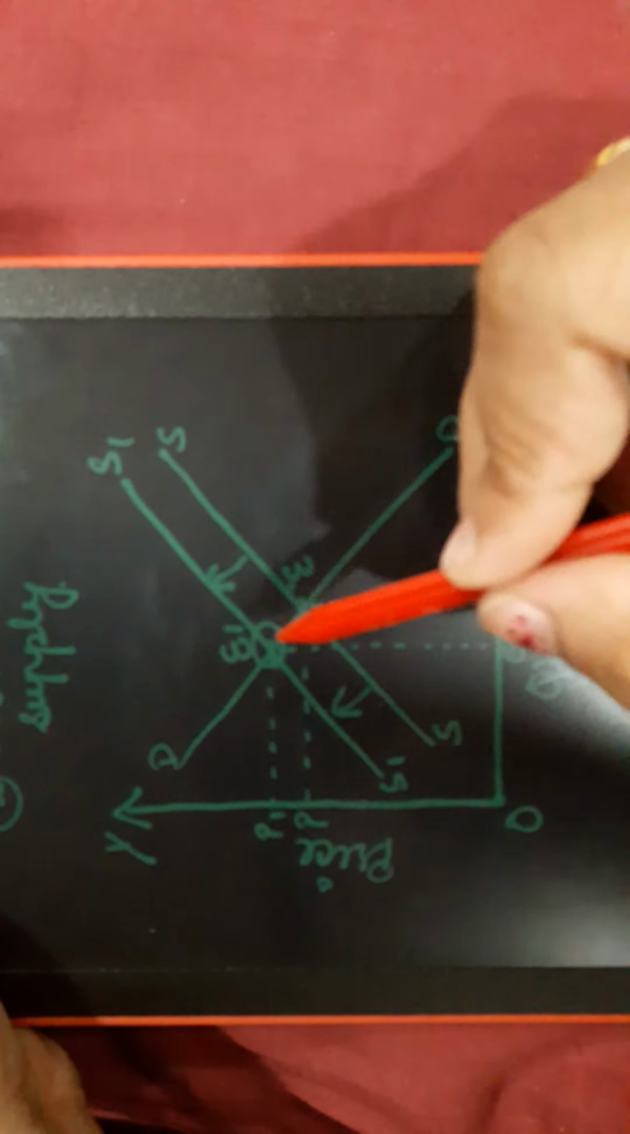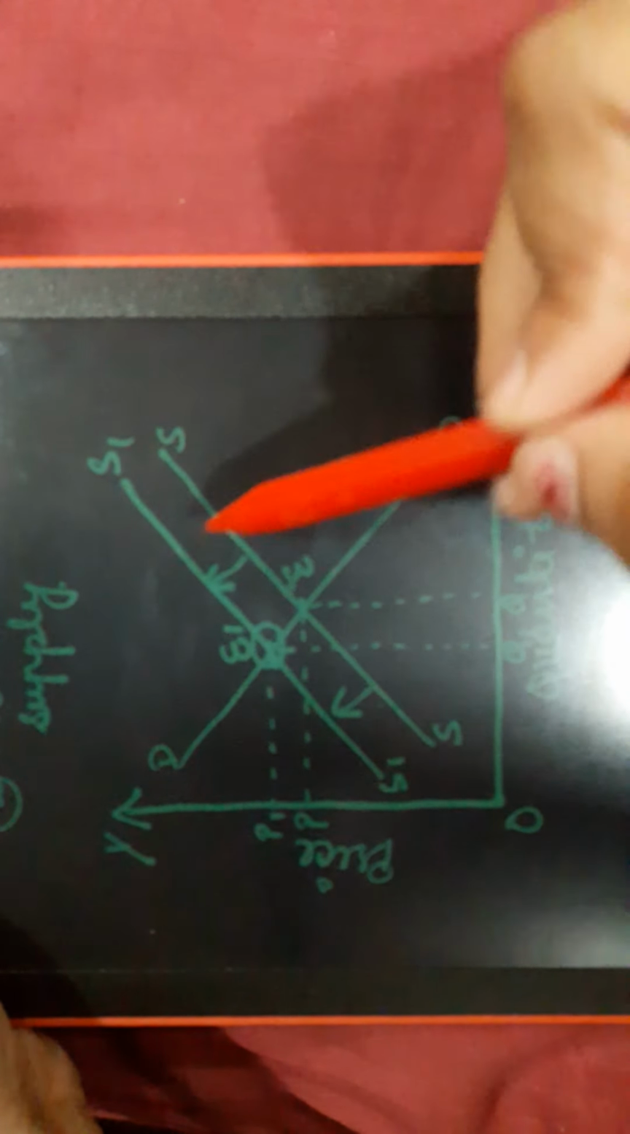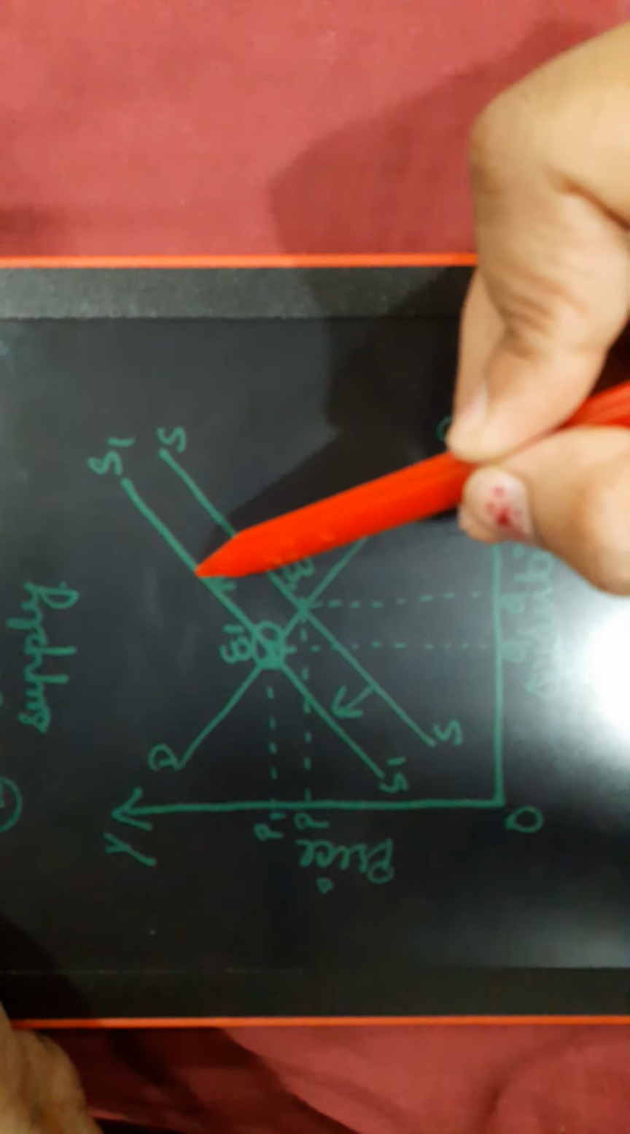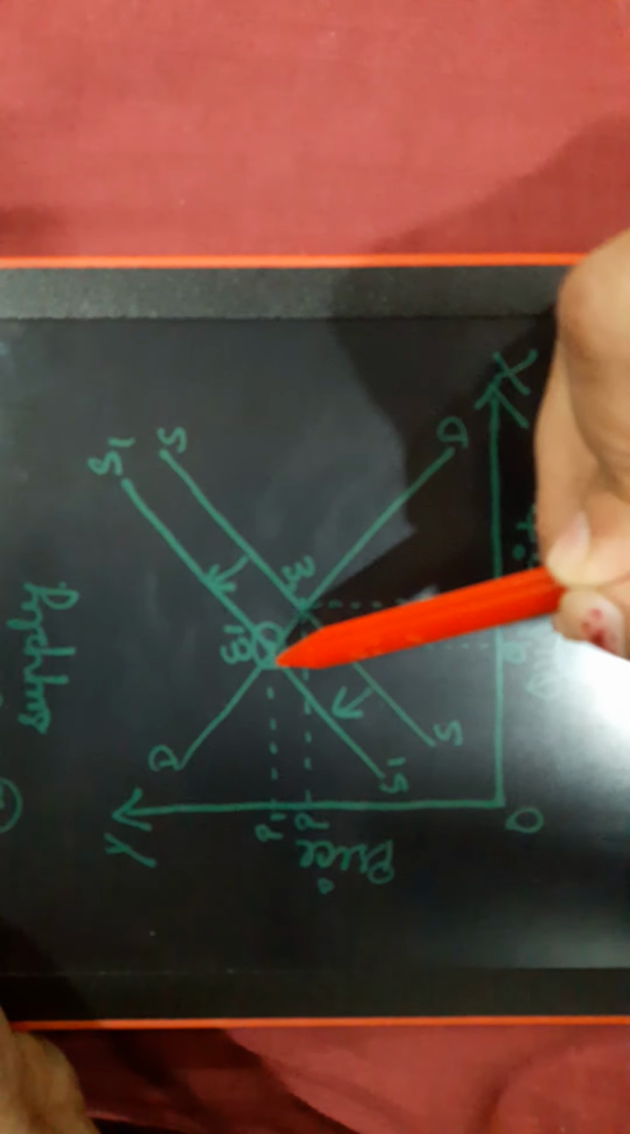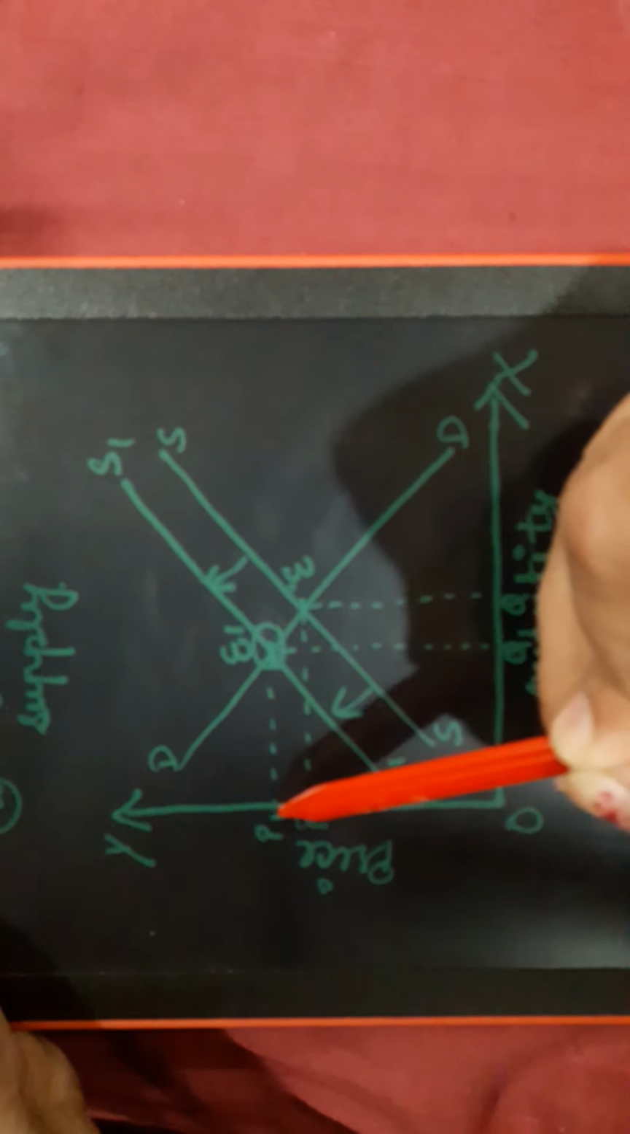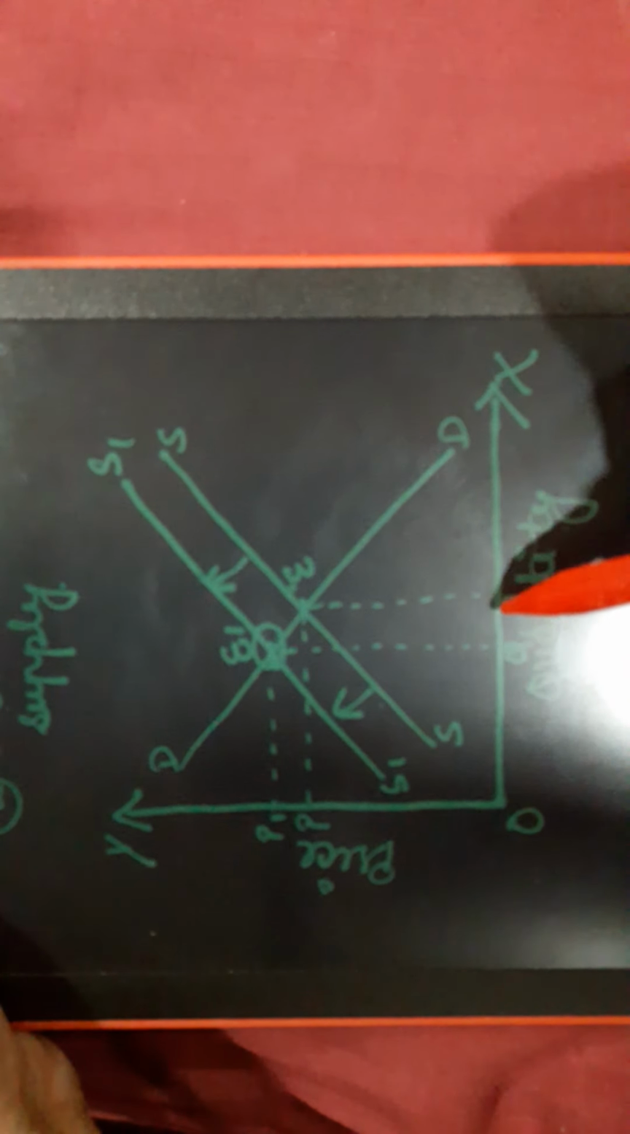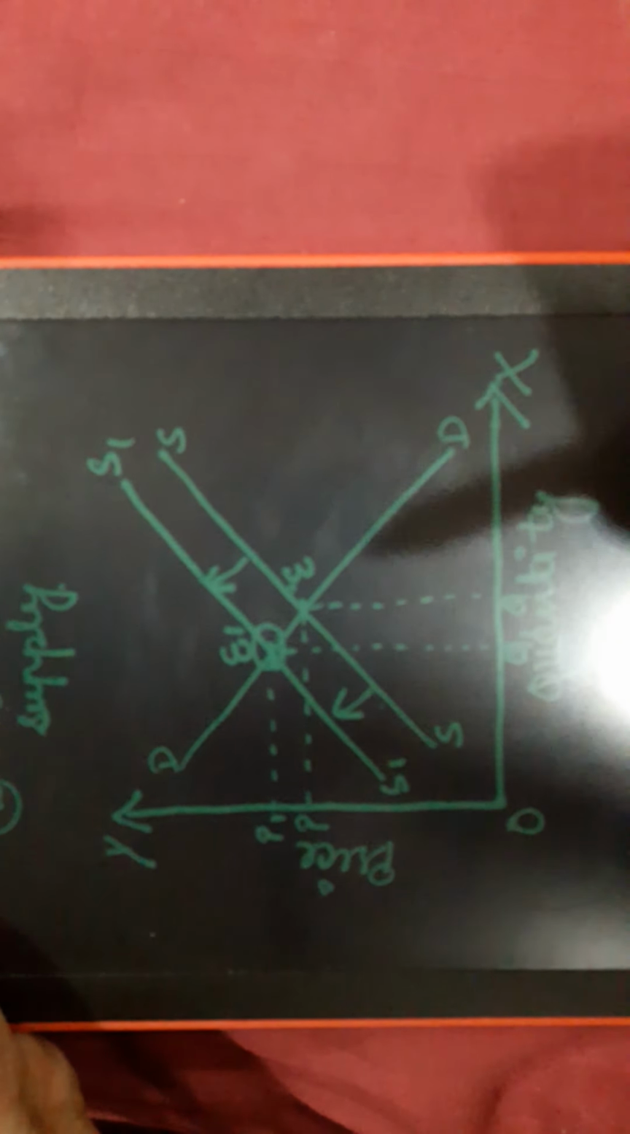quantity. You can also see that with the decrease in supply, the equilibrium point is shifted, with price increased and quantity decreased.